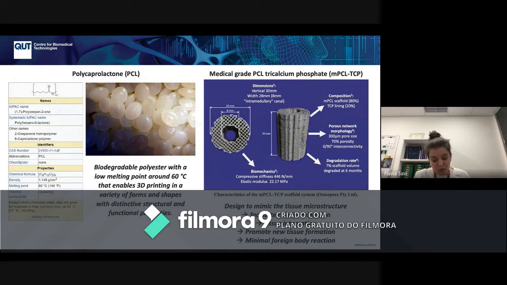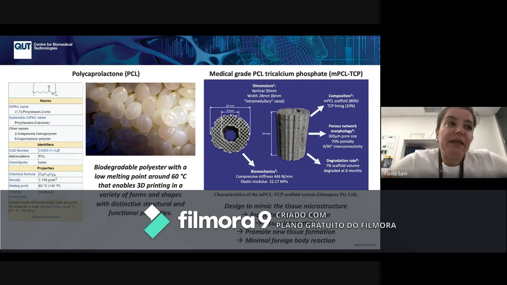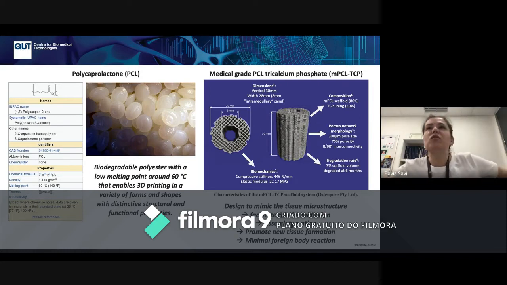And the material that we use for the scaffold is mainly polycaprolactone, PCL, which is a biodegradable polyester with a low melting point of around 60 degrees. And this capacity to melt enables the PCL to be 3D printed in a variety of forms and geometries, and with distinctive structural and functional properties.